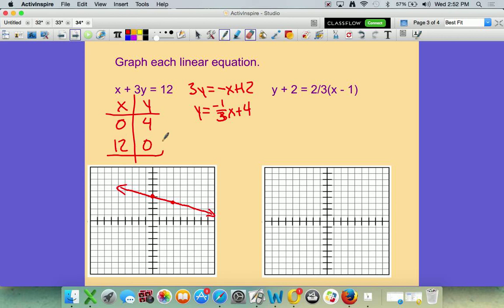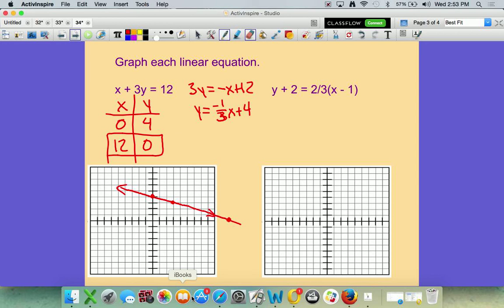Right, the only problem with this is this runs off the graph, obviously, but as you can see, 0, 4 is right where our point was before. And if we did extend this line out, 12, 0 would be right about there. And so either way you want to do it is totally fine. It's up to you. Just get it on the graph, okay?